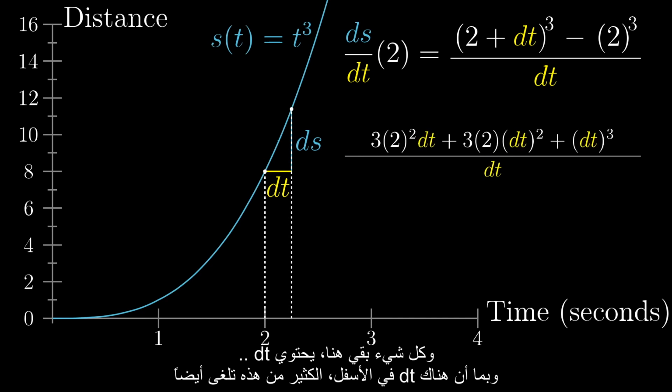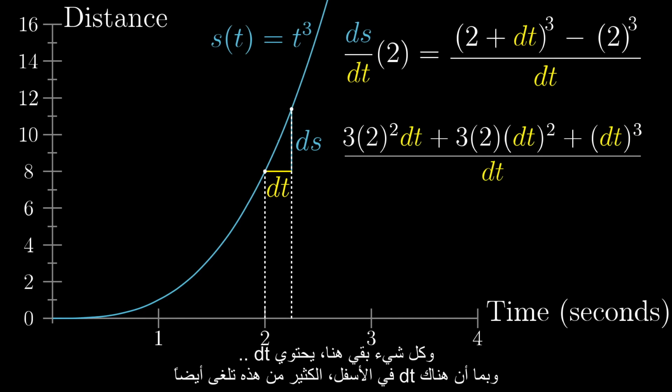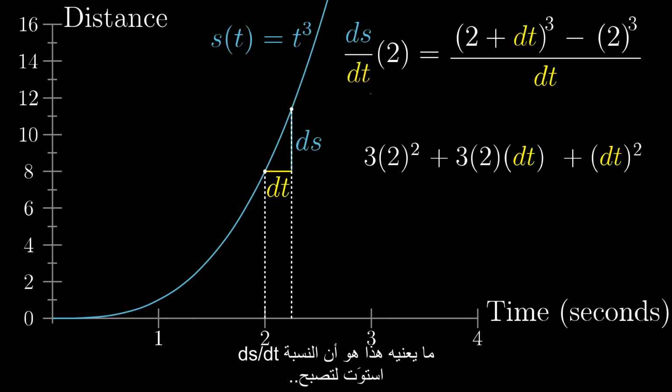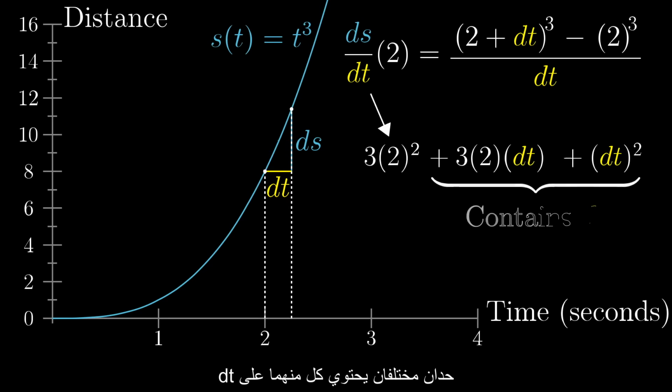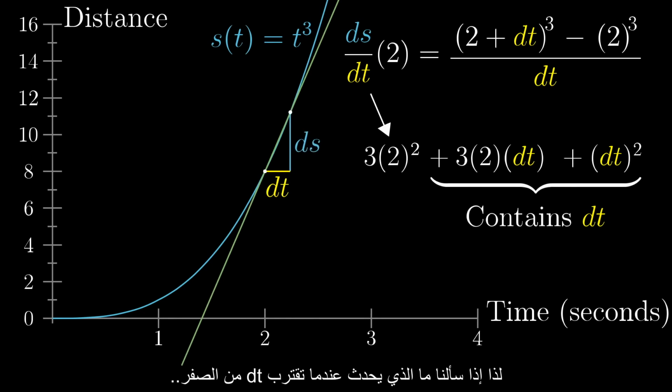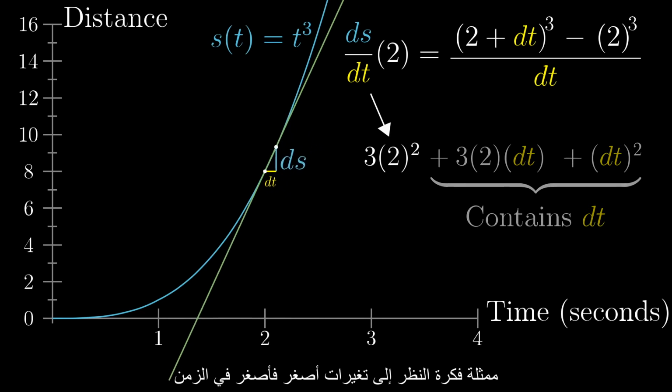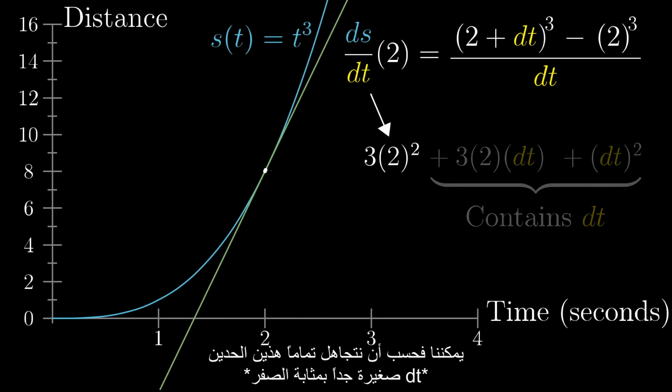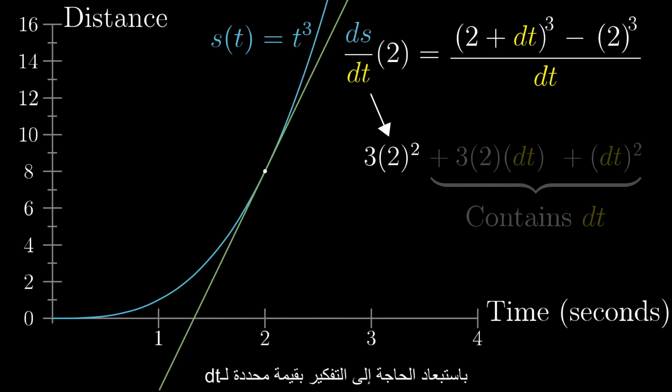And then everything remaining here has a dt in it. And since there's a dt on the bottom there, many of those cancel out as well. What this means is that the ratio ds divided by dt has boiled down into 3 times 2 squared plus, well, 2 different terms that each have a dt in them. So if we ask what happens as dt approaches 0, representing the idea of looking at a smaller and smaller change in time, we can just completely ignore those other terms. By eliminating the need to think about a specific dt, we've actually eliminated a lot of the complication in the full expression.